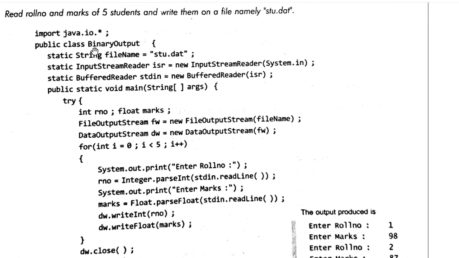This is the code. Class name is BinaryOutput. This is the file name, dat file means binary file, stu.dat. InputStreamReader, BufferedReader for keyboard input, main function, one integer variable to store roll number and a float variable to store marks of a student. Then FileOutputStream object, DataOutputStream object.